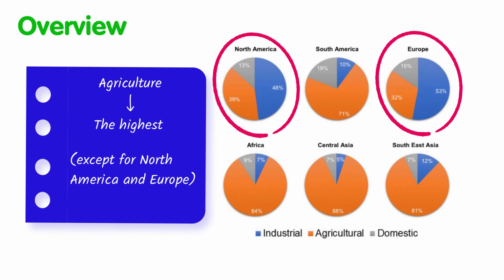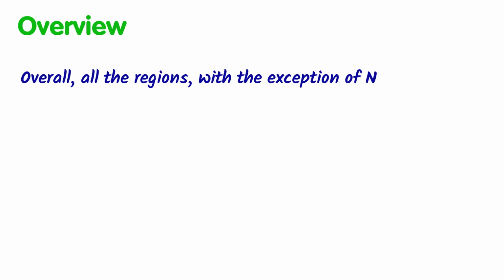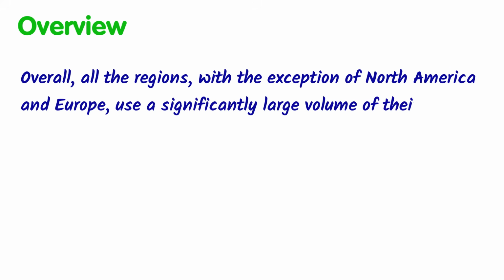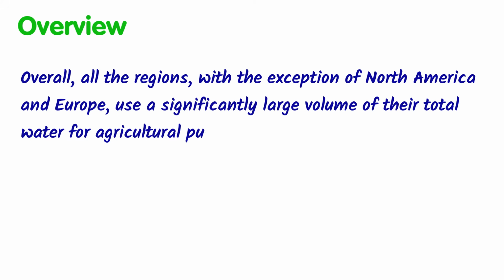And most of the time we start with overall. Overall, all the regions, with the exception of North America and Europe, use a significantly large volume of their total water for agricultural purposes. This is the best overview paragraph that you can write. So we only write about the most specific feature of the chart without providing any data, right? No percentages are allowed in writing your overview paragraph. So be very careful, right? So you just write about the most specific feature.